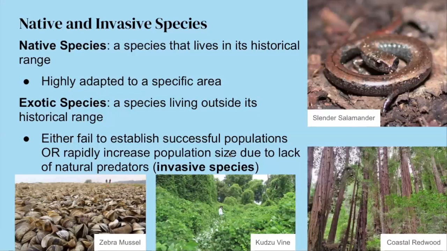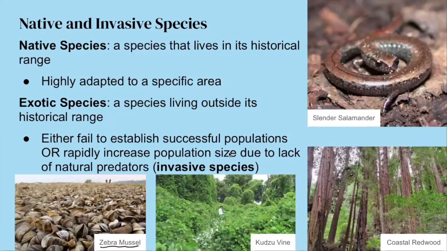If a new species comes into an area and it's not well adapted to that area, there are predators that can easily catch it. It doesn't blend into its environment. Then it won't establish a successful population. It'll go extinct in that area pretty quickly. But if we have organisms that can do really well, can outcompete native organisms, then they will increase in population size rapidly. Some examples that we're worried about locally are zebra mussels.